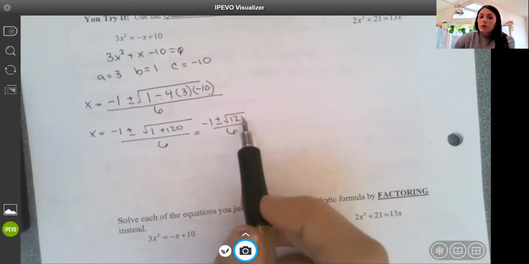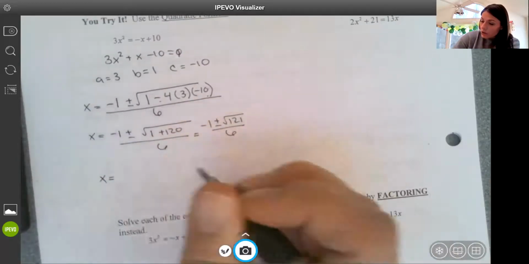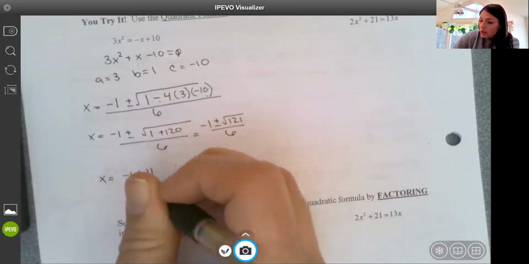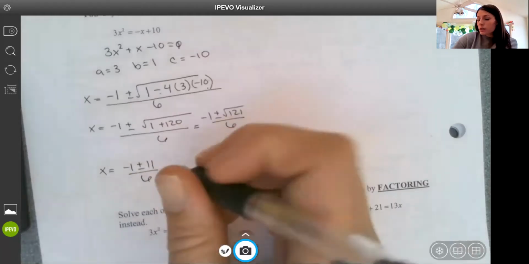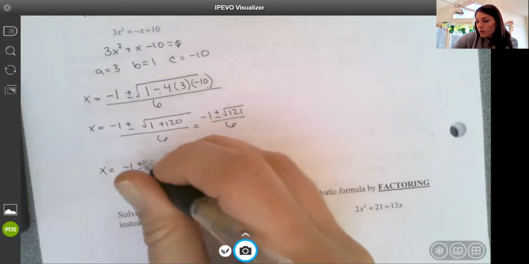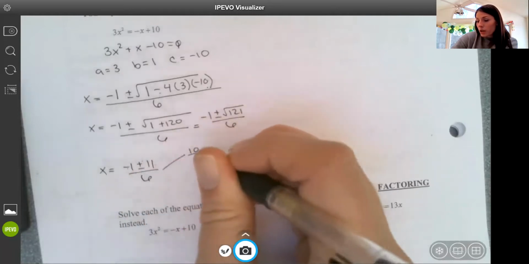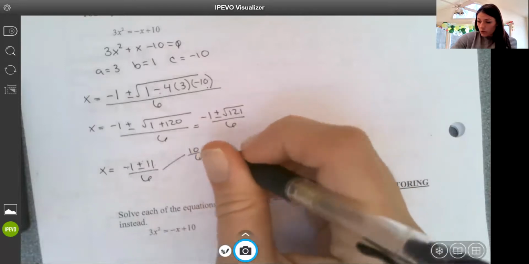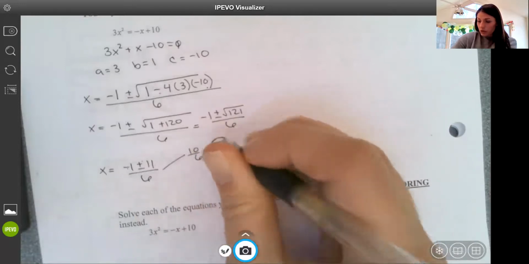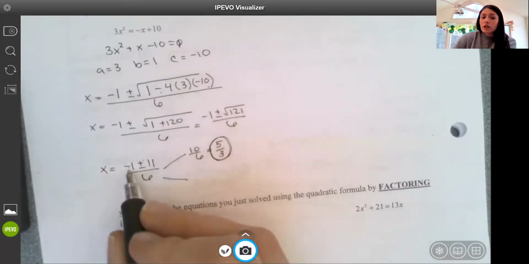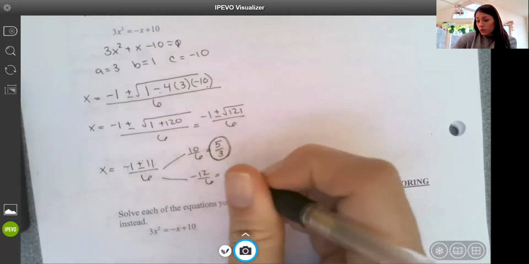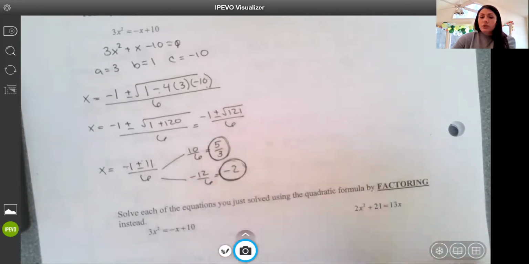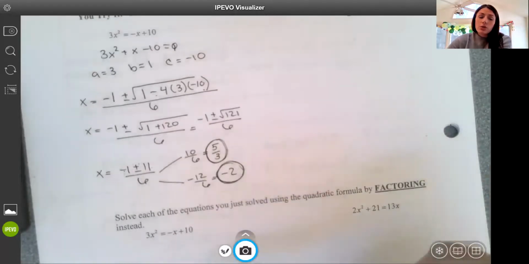And again, I have a perfect square here. So the square root of 121 is 11. So I know my solutions. I'll do negative 1 plus 11 over 6 and negative 1 subtract 11 over 6. So one solution, negative 1 plus 11, giving me 10/6, which reduces to 5/3. There's one solution. My other solution, negative 1 subtract 11, giving me negative 12/6, reduces to negative 2. Okay, so two solutions using the quadratic formula to solve.